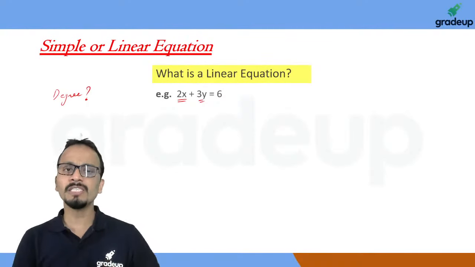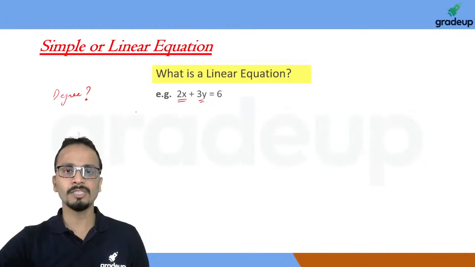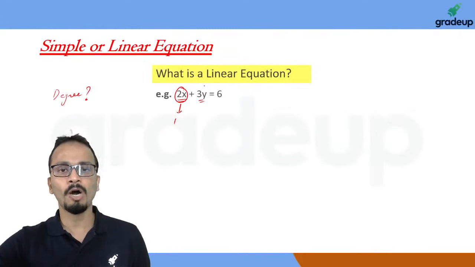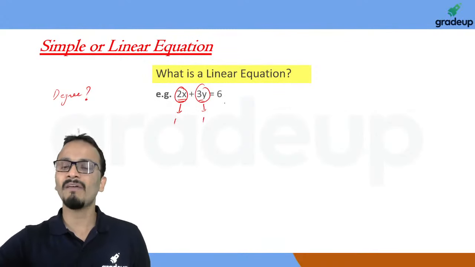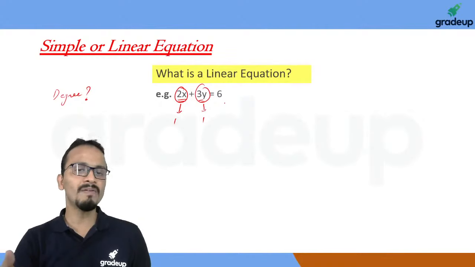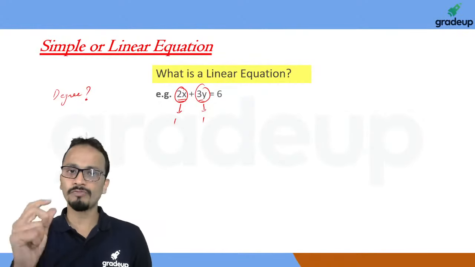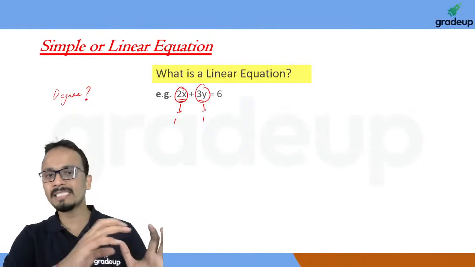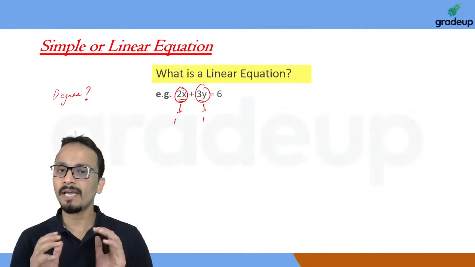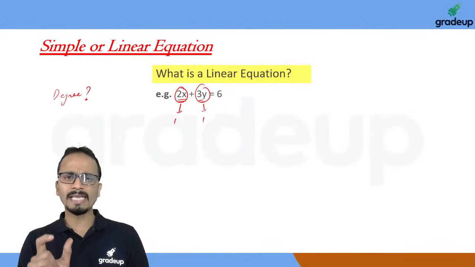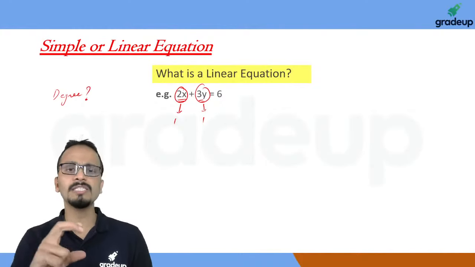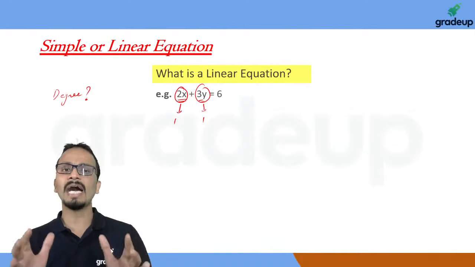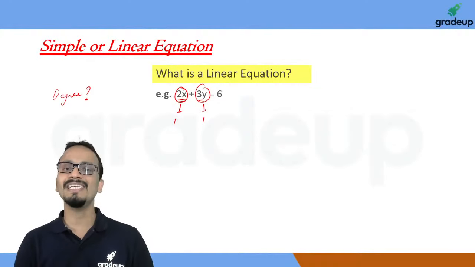Now each of these terms: if I look at the first term, 2x, I can say that the power of x here is 1. Also in the term 3y, again the power of y is 1. So this power determines the degree of each of these variables, and hence this will determine the degree of the entire equation. I can see here that the highest degree of all these terms is equal to 1. So if the highest degree of the equation is 1, I can say that the equation is a linear equation.